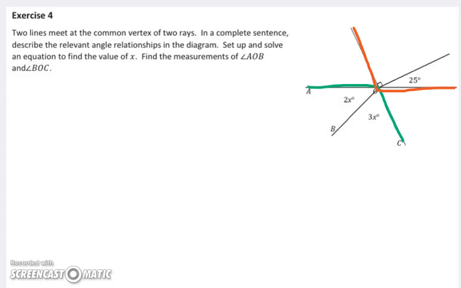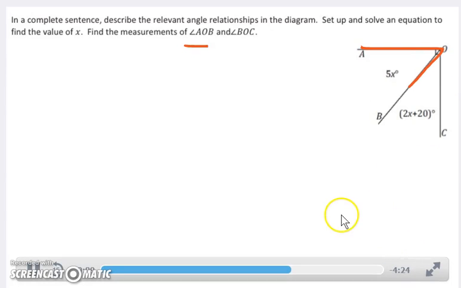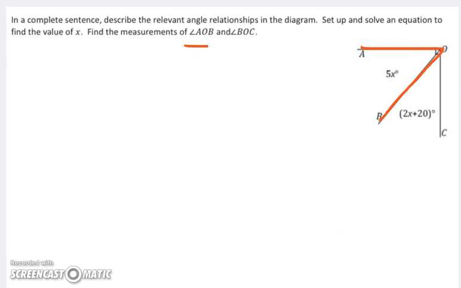So again, angle AOB, start at A, continue to O, and then to B. We're trying to find the measure of that angle. And then BOC, start at B, continue to O, and end at C. And we'll find the measure of that angle. Alright. Let's see here. I don't know either one of these angles this time. But we've got a 5x, and we've got this 2x plus 20.